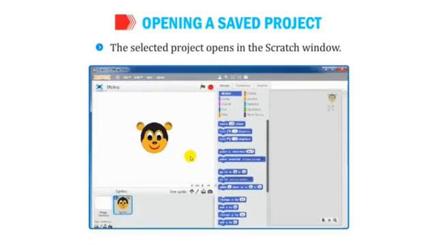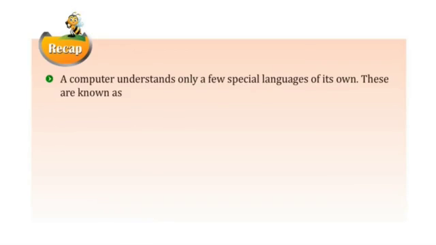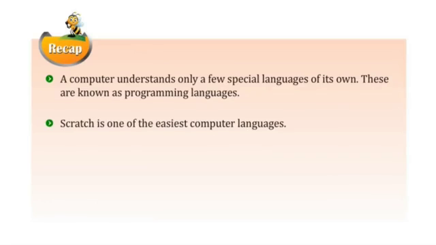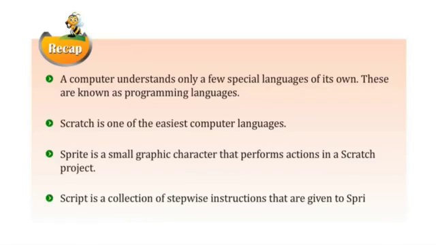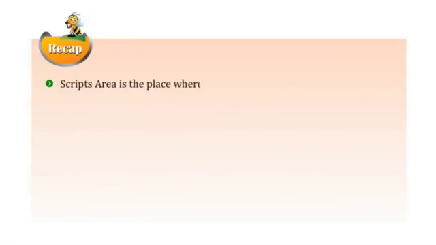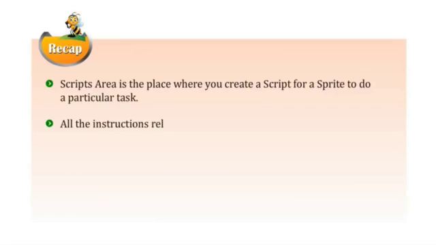So what have we learned in this chapter? A computer understands only a few special languages of its own. These are called programming languages. Scratch is one of the easiest programming languages. Sprite is a small graphics character that performs actions in the Scratch project. Script is a collection of stepwise instructions that are given to the sprite to do a specific work. Script area is the place where you create the script for a sprite to do a particular task.